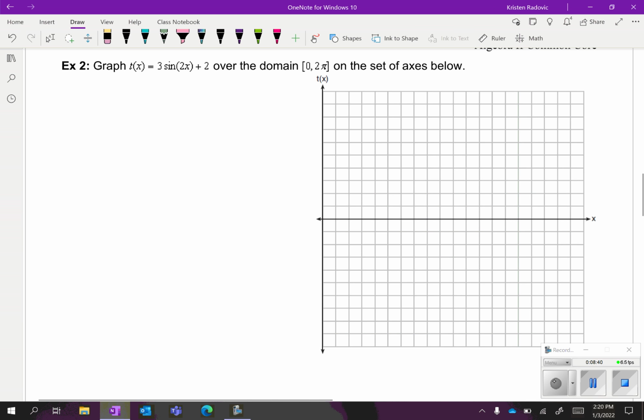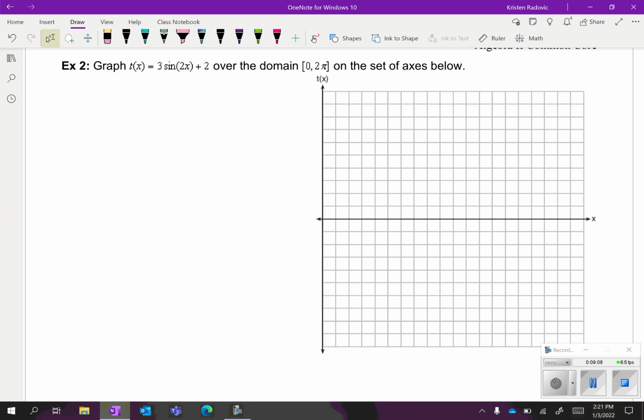Let's try a different regions question. They want us to graph t of x equals 3 sine of 2x plus 2 over the domain. Now, because they're giving us a very specific domain, we have to take up the entire graph from 0 to 2 pi, regardless of if it's more or less than 1 cycle. We're going to keep going, and we're not going to stop until we get to 2 pi.